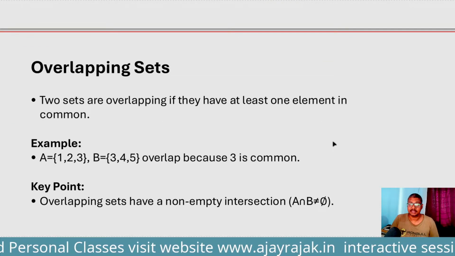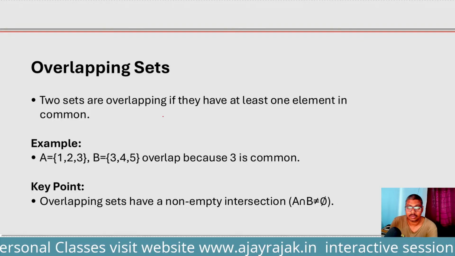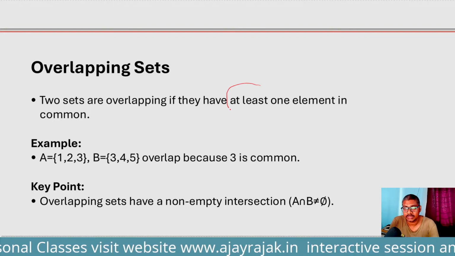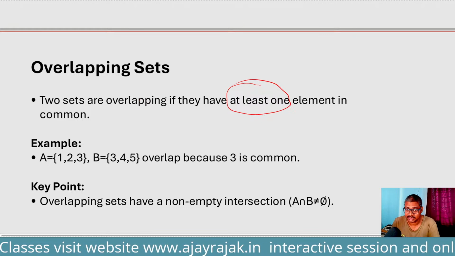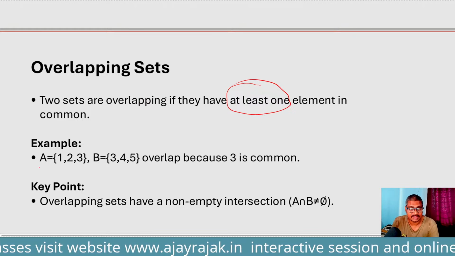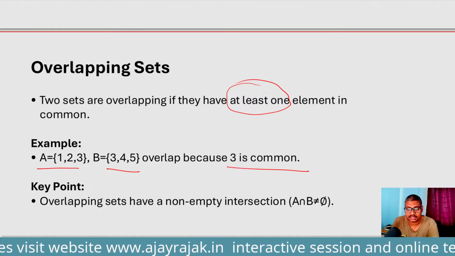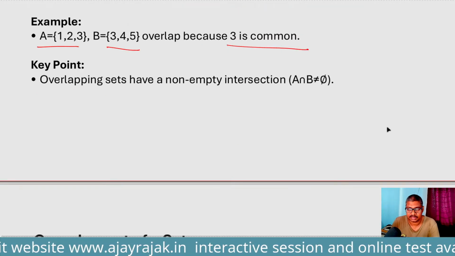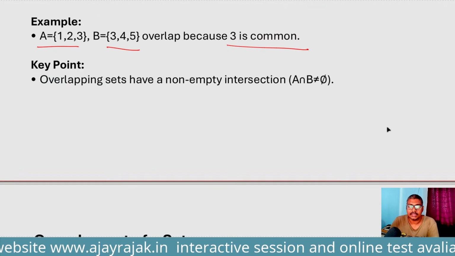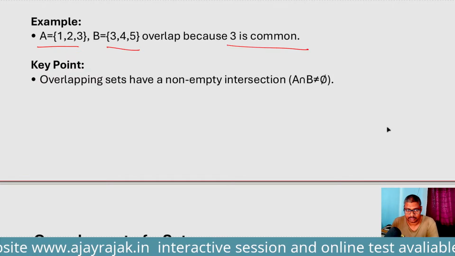Now overlapping sets. When two sets are overlapping, at least one element is in common. It doesn't require that all the elements be common, otherwise they would become equal sets. So overlapping is when at least one element is in common. Overlapping sets have a non-empty intersection, meaning they have something in common, right?